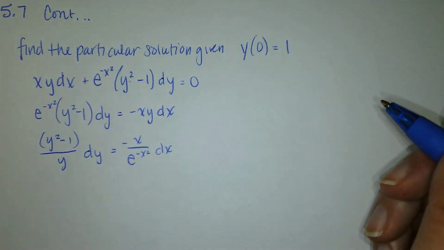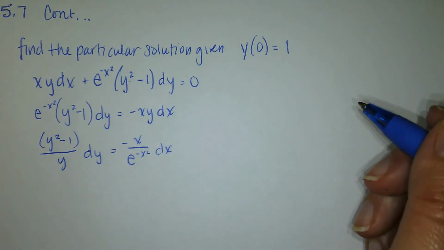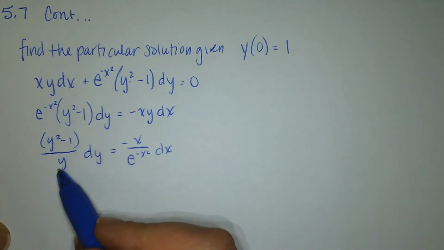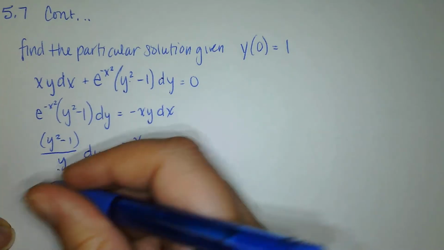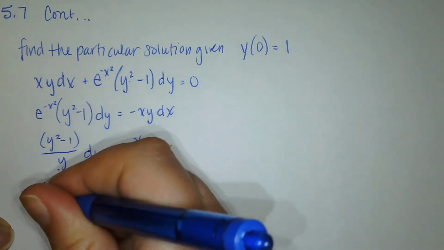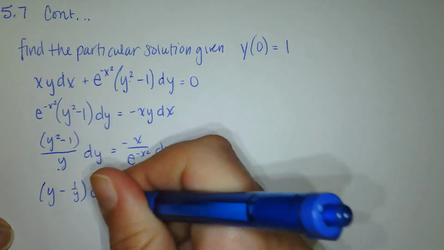Hopefully you followed that. I didn't really show the steps like I did in the last one, but I think you're getting to the point where you might not need that anymore. All right, we can actually write this all a little bit nicer though, so we're going to do that. I'm going to distribute the division of the y. So this is actually going to be y squared over y is just going to be y. Negative 1 over y is negative 1 over y dy.